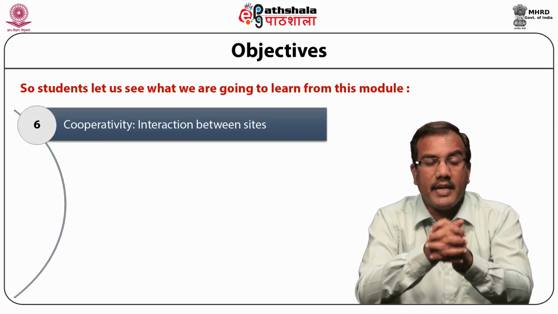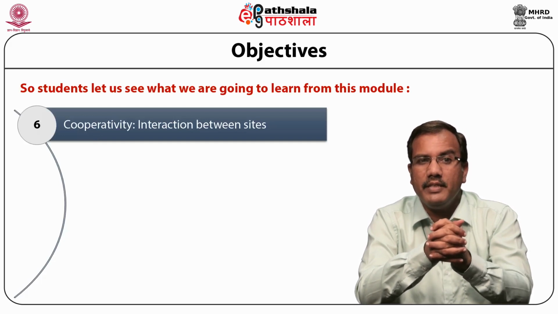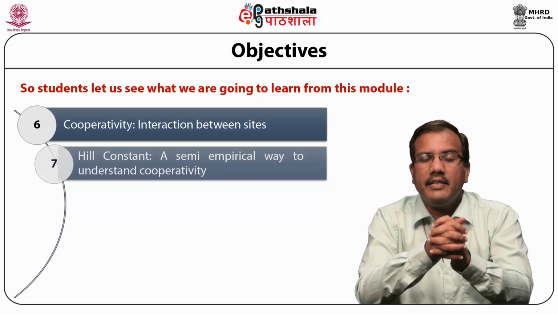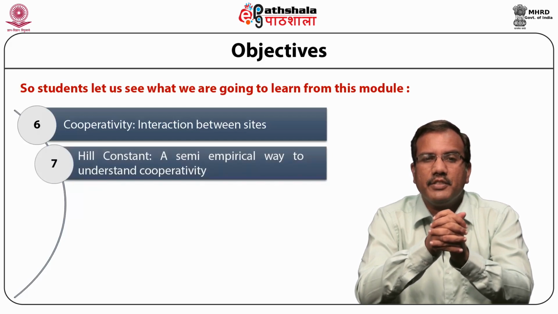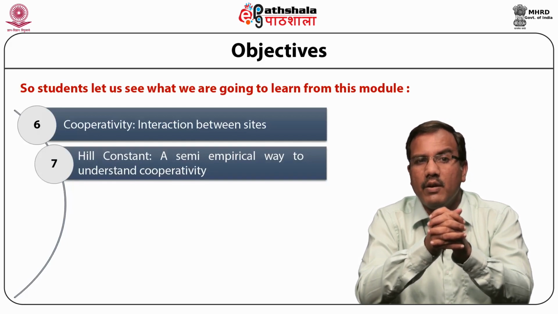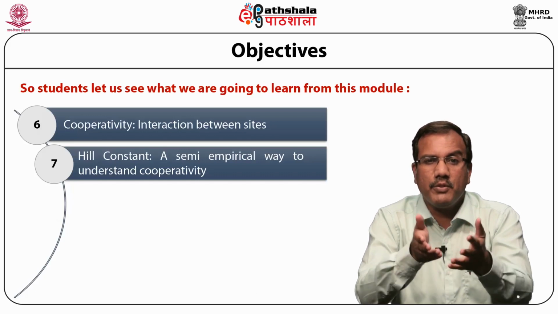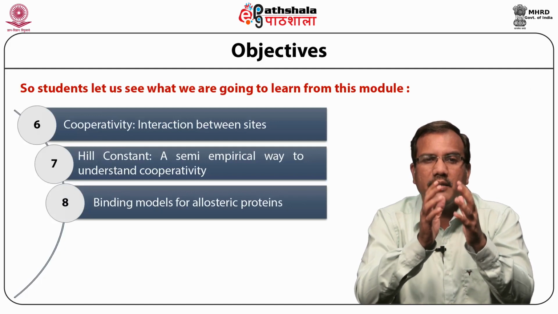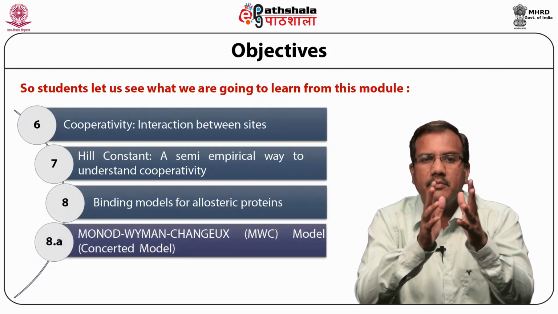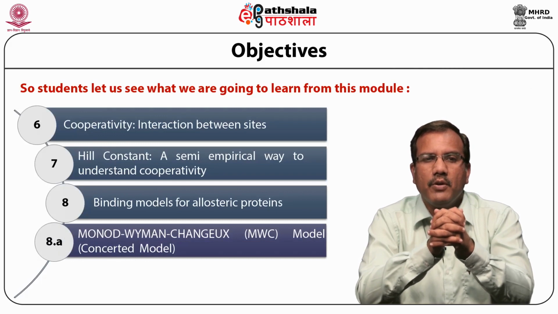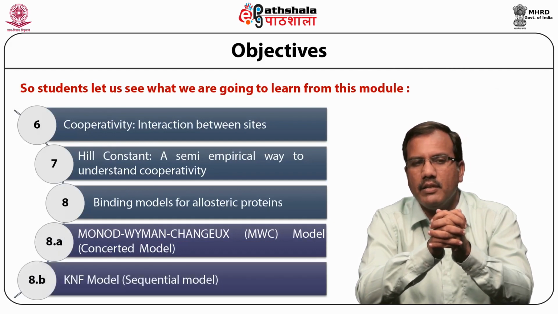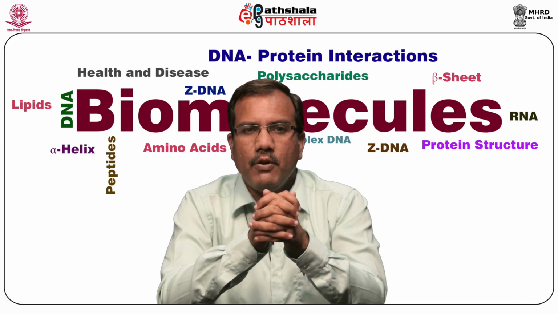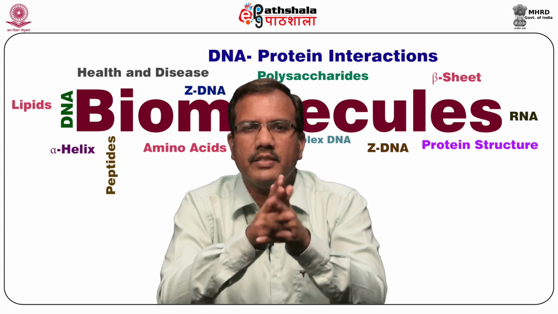If there is interaction between sites, we have cooperativity, and there is a relationship which gives you how a Scatchard plot looks in terms of the Hill constant. And then finally we move to allosteric proteins, and we will look at two very important binding models. One is called the concerted model given by Monod-Wyman-Changeux, the MWC model, and the second one is the sequential model, which is also known as the KNF model.